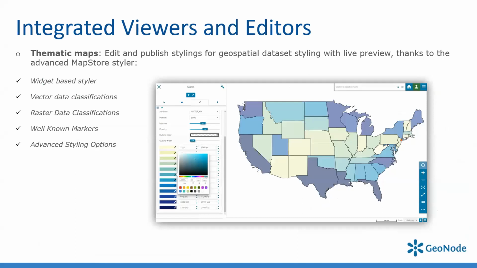GeoNode has, like before, an integrated editor for styling maps and datasets. This has been improved with the new versions of MapStore. So now you have a lot more classifications for raster data and well-known markers. So it's been enhanced a lot. In several situations, the visual editor is enough for doing a lot of advanced styling. But of course, if you need full control of the styling, you can still switch to the textual editor where you can type your SLD code and do all your fancy styling.